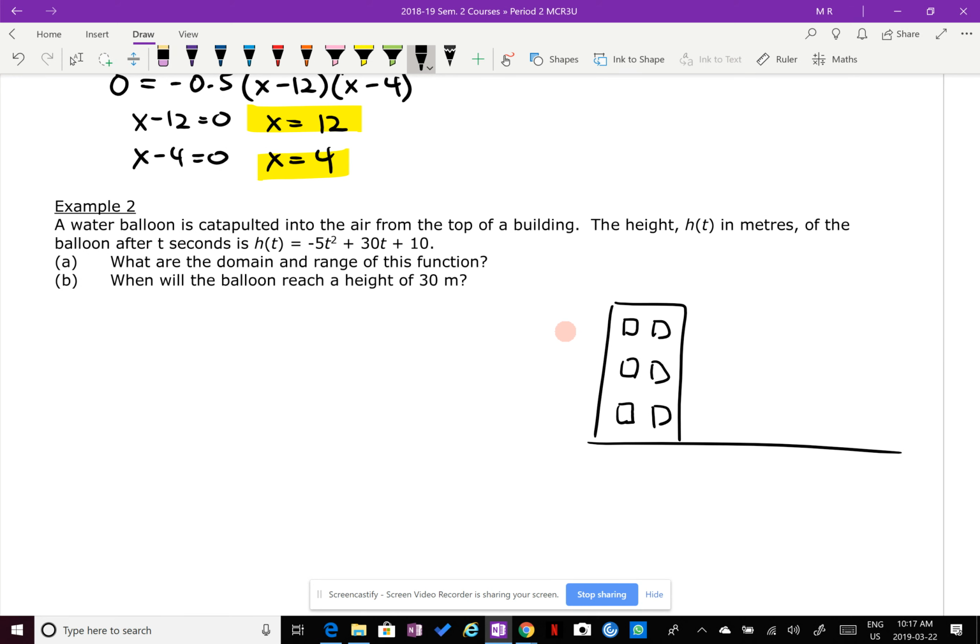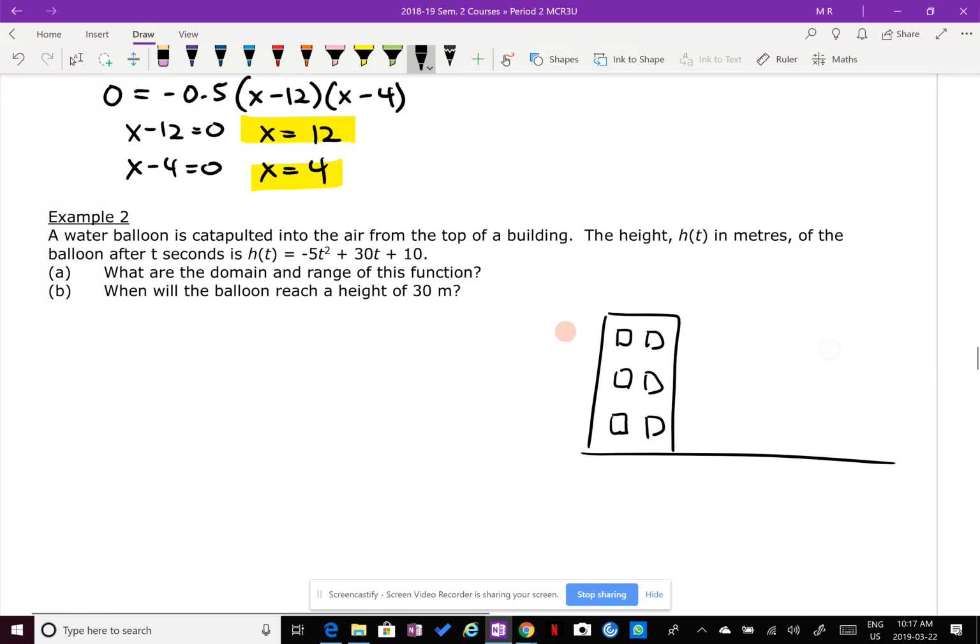Here's my building. Someone is going to build a catapult at the top of the building, put a water balloon, and it's going to be launched from the top of the building. Okay, and the launch of a catapult or any projectile through the air follows a parabolic path, and so the equation for that path is given to you by this function h of t.